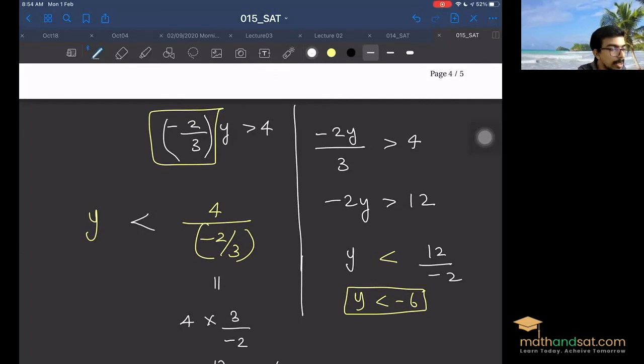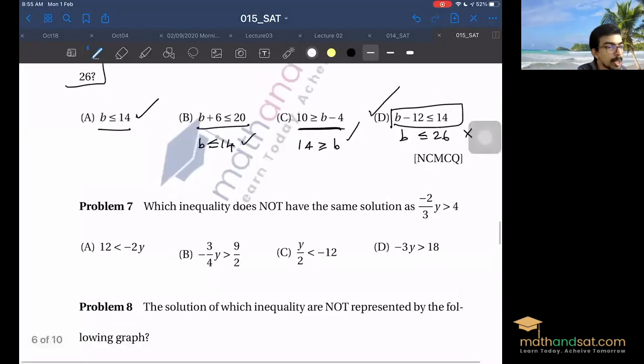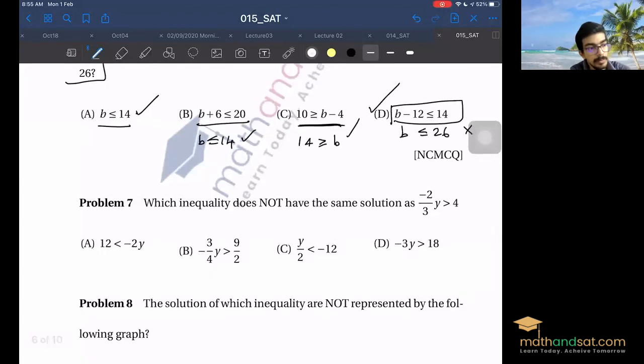Now please look at the options. Tell me what each option represents. You have to find the option that does not match. So can you tell me which one does not match? Just a moment.